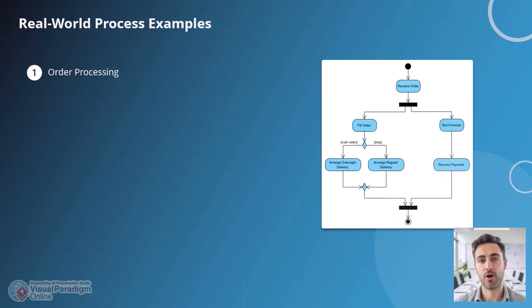Order fulfillment involves multiple departments and parallel steps. A diagram clarifies how payment verification and inventory checks happen simultaneously to speed up delivery.